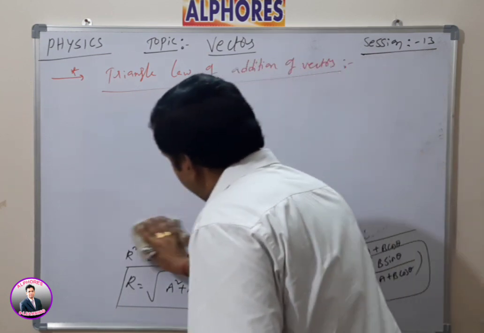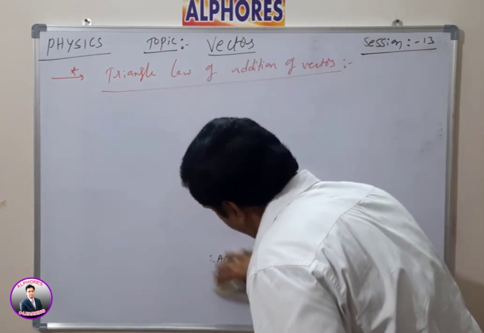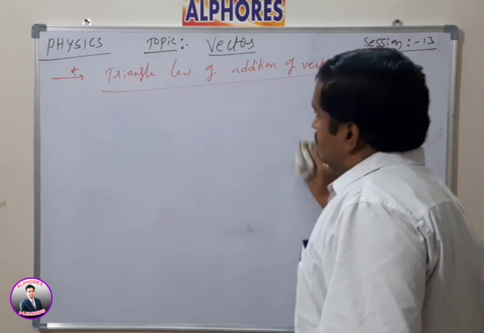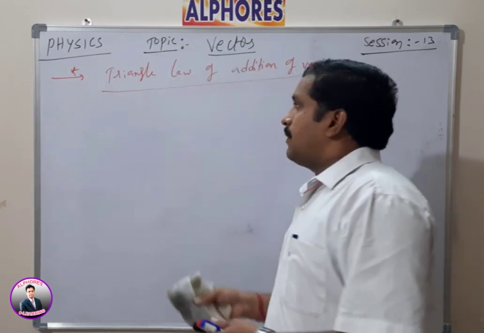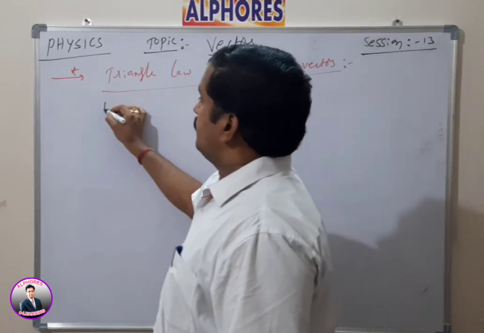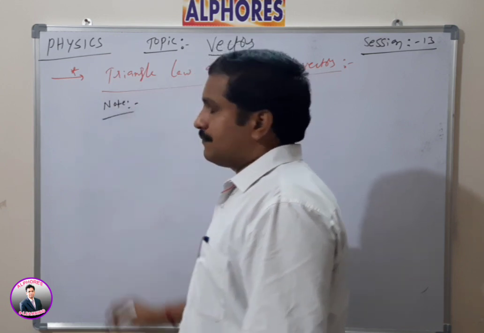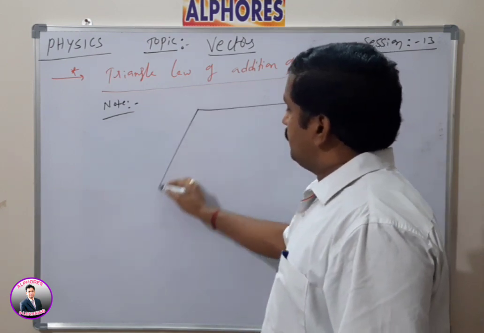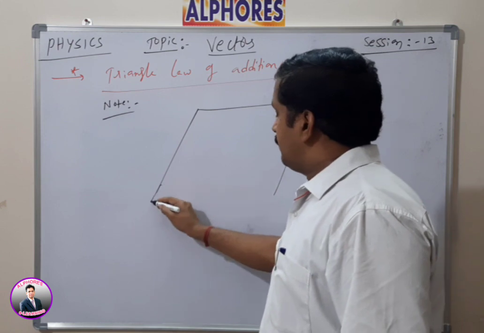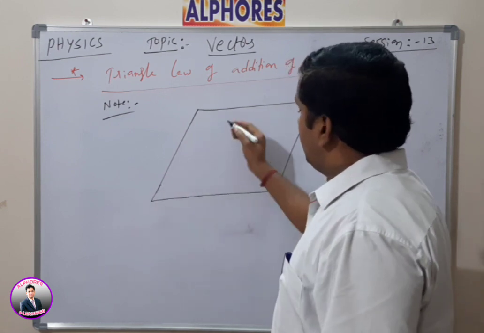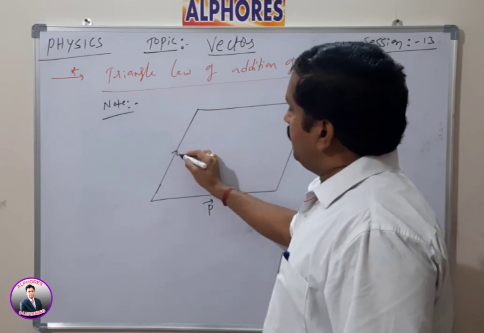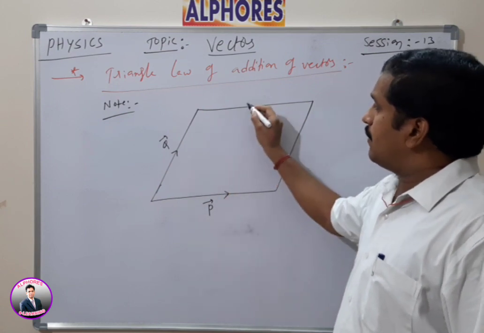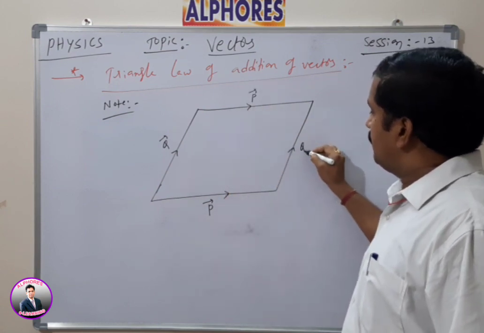That we know already. By taking the parallelogram of vectors, now I have to take a note. In a parallelogram, we know already, this is nothing but the parallelogram. This is P bar. Again, this is Q bar. We know in a parallelogram opposite sides are equal. That means here this is P bar again, and this is also Q bar.